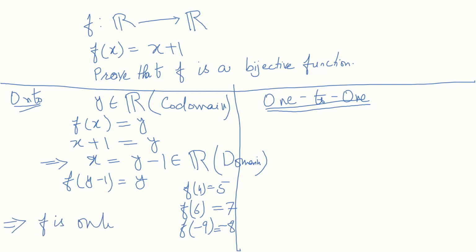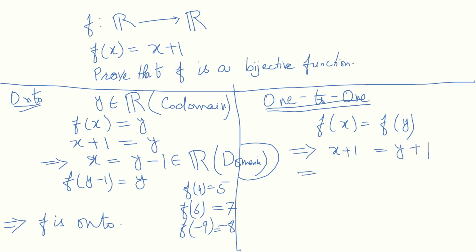So f is onto. Let's prove that f is 1 to 1. Suppose we have two elements x and y such that f of x is equal to f of y. This means that x plus 1 is equal to y plus 1. We can cancel out 1 from both sides and x is equal to y.